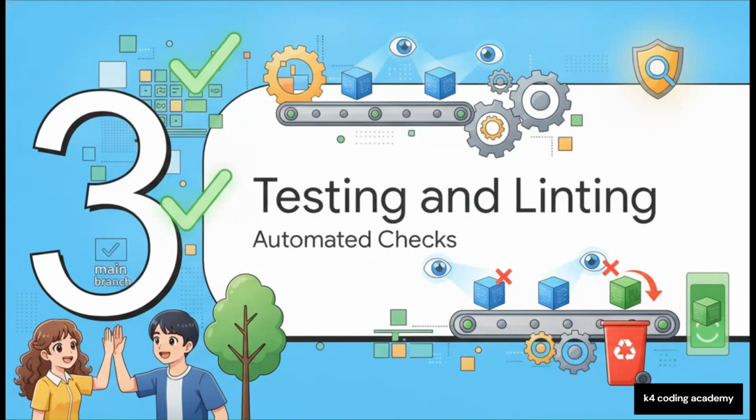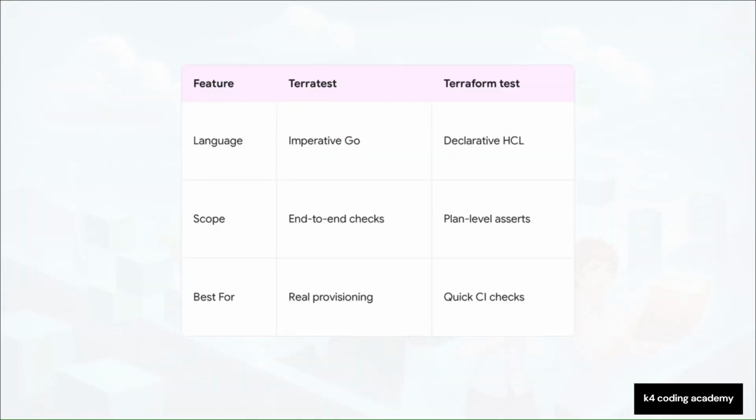Okay, Section 3, automated testing and linting. Let's transition to the phase that truly separates the amateurs from the pros. When we look at the primary testing tools, Terraform's native testing uses declarative HCL and is blazing fast for module contracts and plan-level assertions. On the other hand, TerraTest, which is written in Go, is your heavy-duty option.